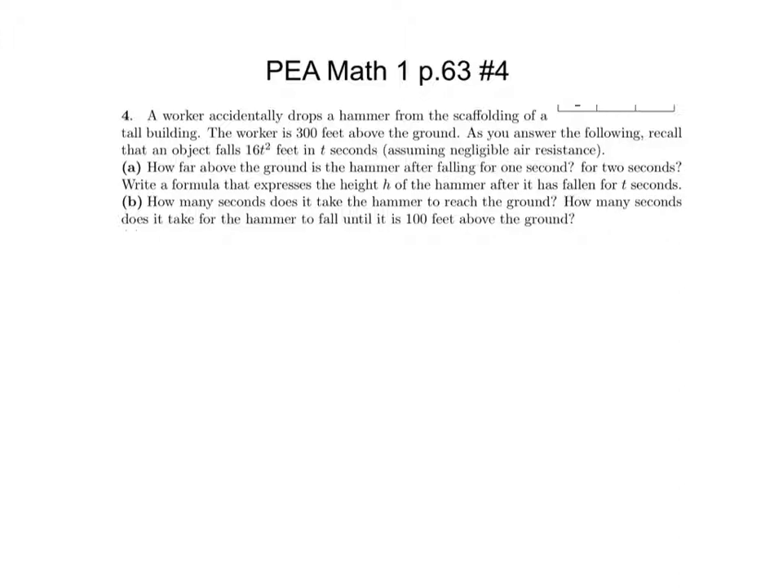So I'm going to do this a little bit backwards here. The first question is, how far above the ground is the hammer falling after 1 second? After 2 seconds, and write a formula. So first thing here is, if we have the height is 300, and it's falling towards the ground, so it's falling actually 16 t squared feet per second.